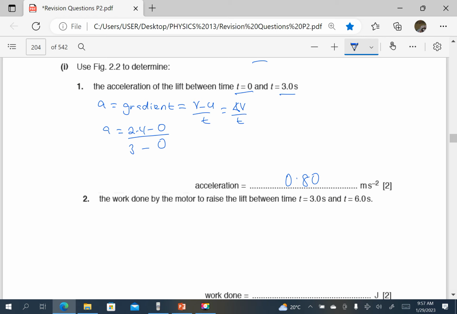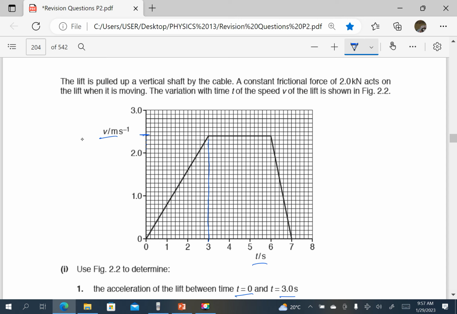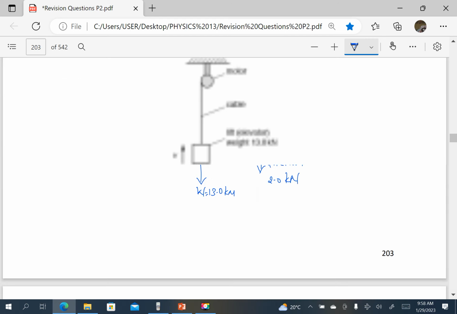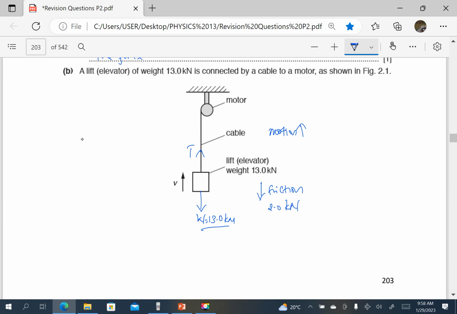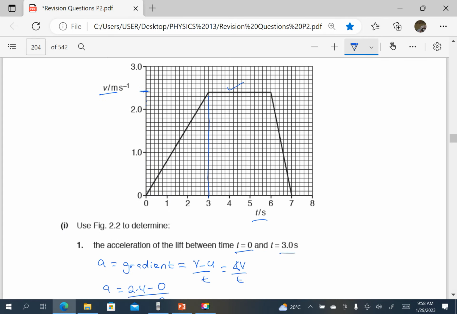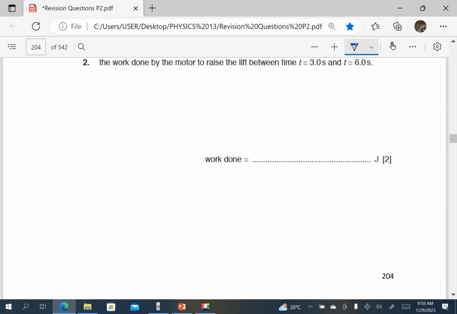Then the work done by the motor to raise the lift between t equals 3 and t equals 6. From the graph, we see that V is constant. If V is constant, it means the resultant force is 0. That means the sum of the weight downwards plus the friction force downwards should be equal to the tension in the cable, which is going to be actually the work done by the motor. So the tension in the cable is going to be equal to the weight plus the frictional force downwards.